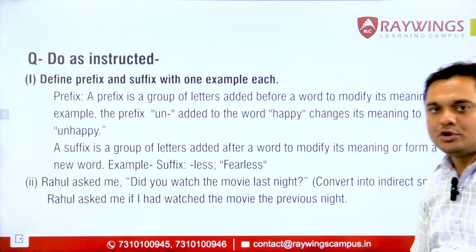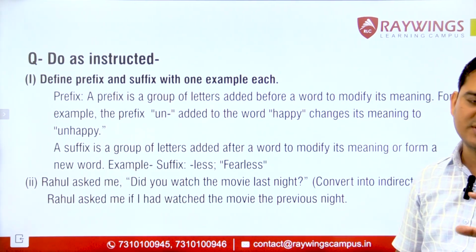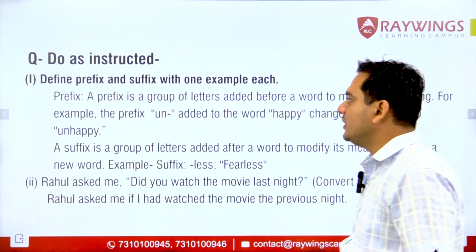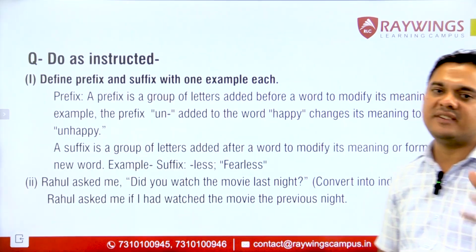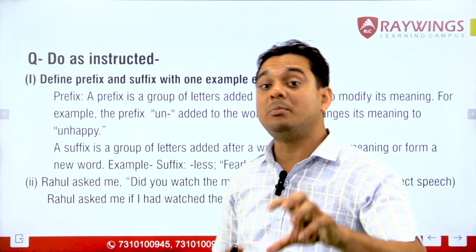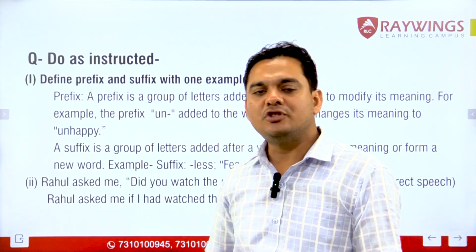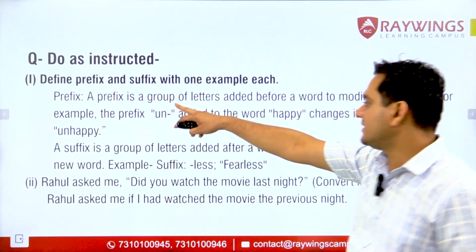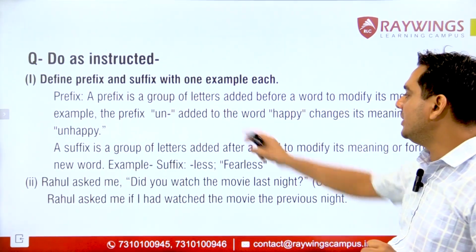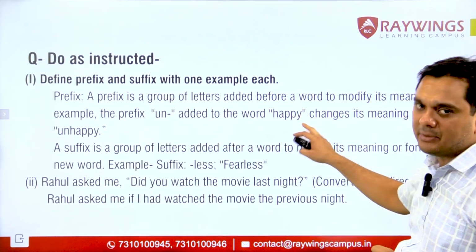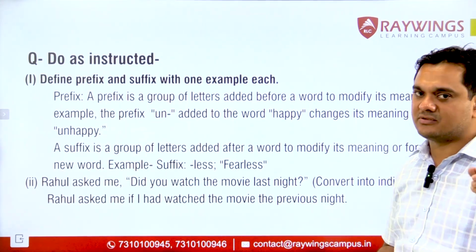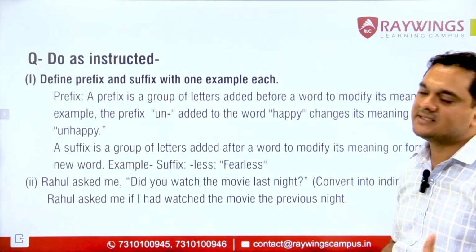Next question says, do as directed. Now there are certain questions and instructions along with it. In the first part of do as directed, it is asked to define prefix and suffix. What is a prefix? Prefix, as the name suggests, is any group of letters that is kept before any word, which changes the meaning. It's a group of letters added before a word to modify its meaning. For example, un is added to the word happy to make it unhappy, which changes the entire meaning. So happy means to be glad and unhappy means to be sad.